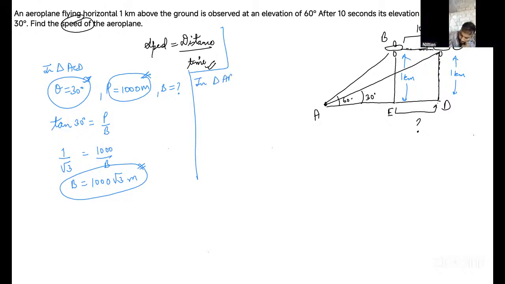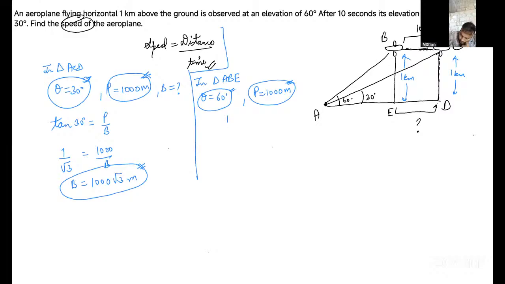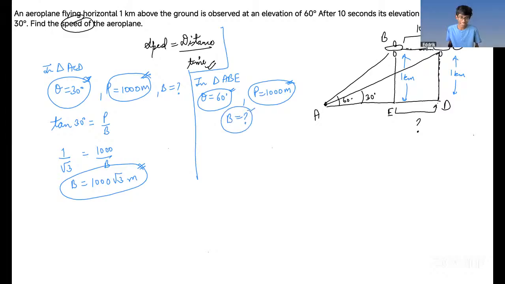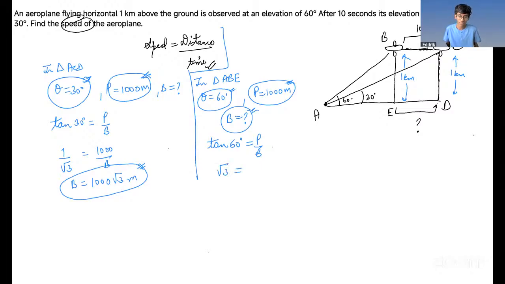Correct. Then in triangle ABE, theta is 60 degrees. Then perpendicular is 1000, and we need to find the base. Tan 60 degree is equal to P by B. Then root 3 is equal to 1000 by B. Then B is equal to 1000 by root 3, which is equal to 1000 root 3 by 3. Very good.